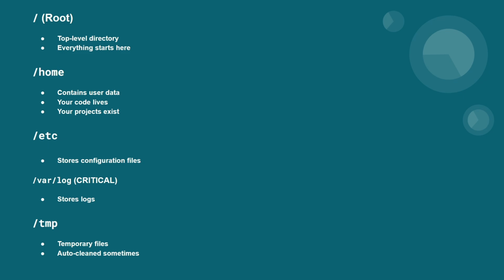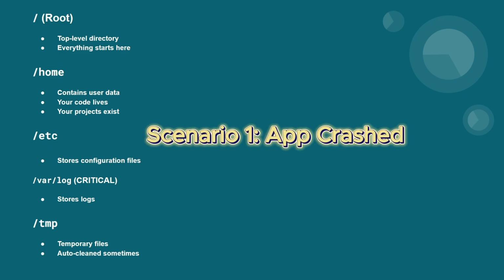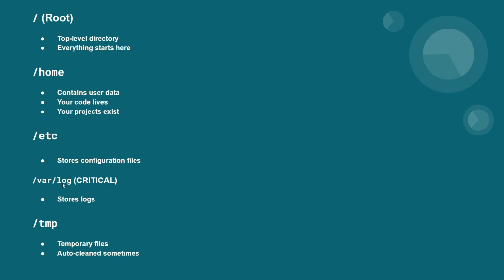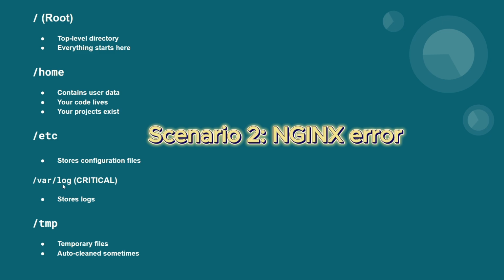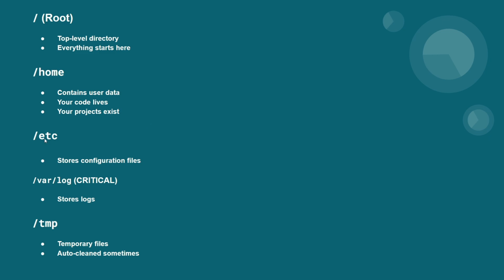So let me give you some scenarios and let me tell you how to fix that. For example, scenario 1, if any app crashes, where would you go? You will go to this var log folder. If your Nginx is not working, where will you go? You will go to this etc folder. And if you want to check your code, where will you go? You will go to this home folder.